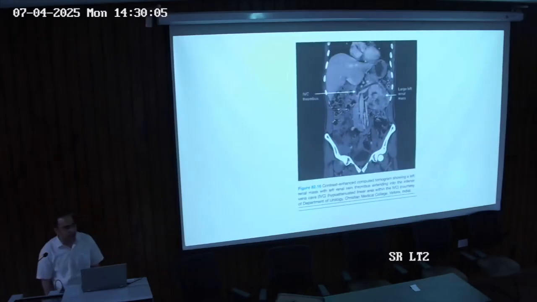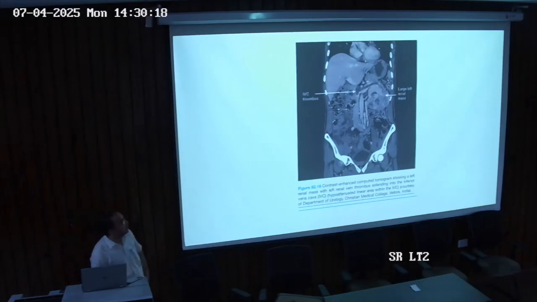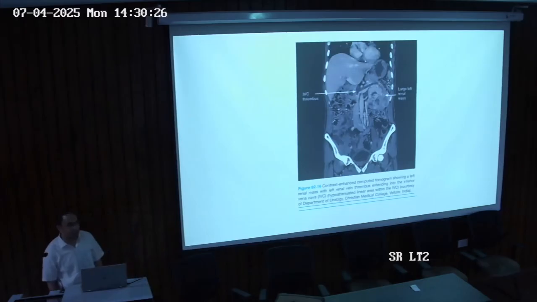So this is the coronal image of a CT scan, showing a large renal mass with a renal vein thrombus reaching to the IVC. There is a dark shadow, marked by the large marker, showing that this is a renal vein thrombus reaching to the IVC. The thrombus is hypoenhancing.